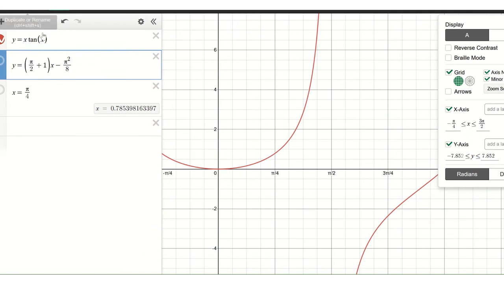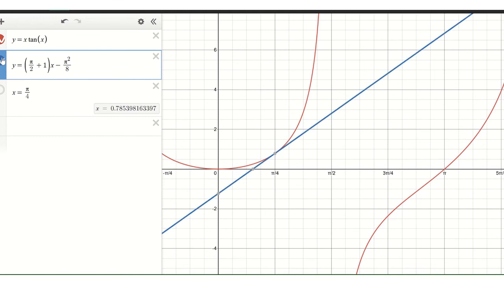To check our answer graphically, we could use Desmos. So in Desmos, I've put in all of those functions. I put in the original function, y equals x times the tangent of x. I put in the formula that I found for the slope of the tangent line to the function at x equals pi over 4. And then I also put in a point where x equals pi over 4 just so I can see. So right now all that's showing is the x times tangent of x graph. So let's have it now show the tangent line.